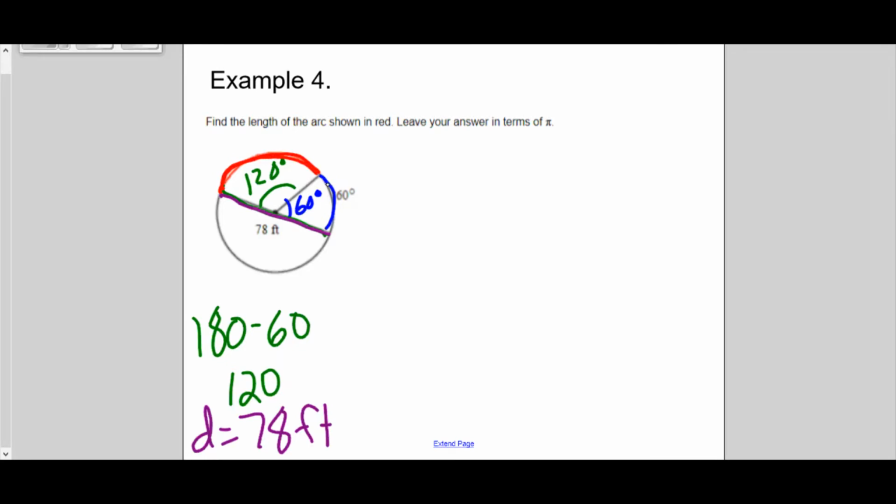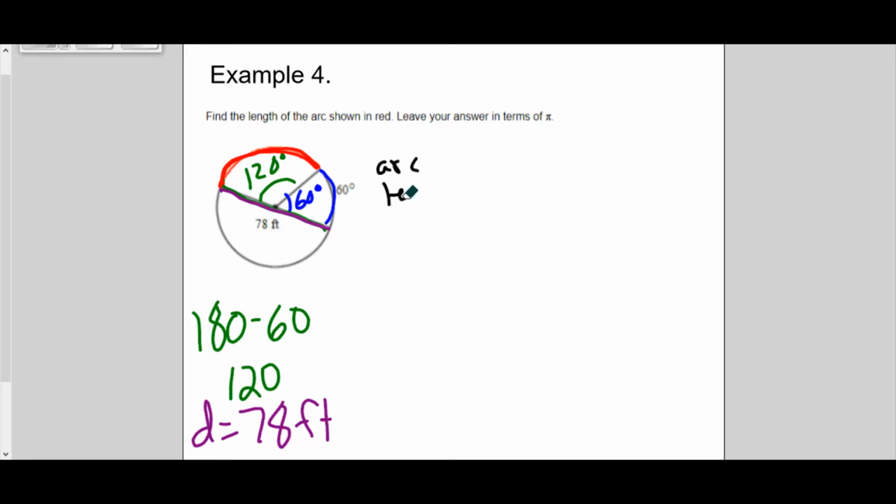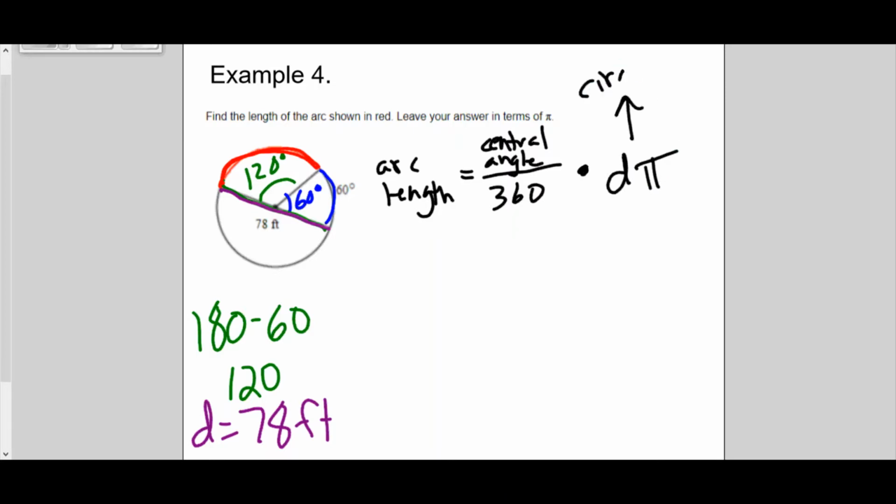So the arc length equals, and I'm going to say central angle divided by 360 times the circumference. Well, we know that we're given the diameter, so my circumference is going to be d times pi, or pi times d. So this is the circumference. I'm just plugging in my circumference formula right here.